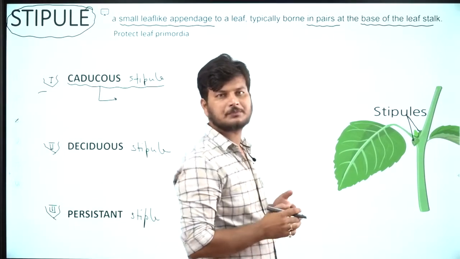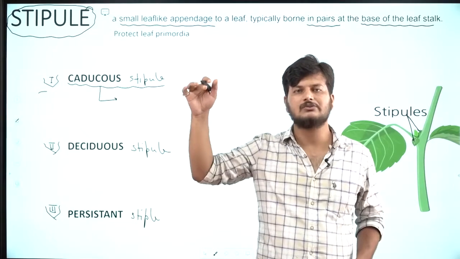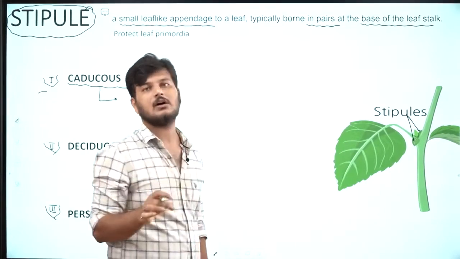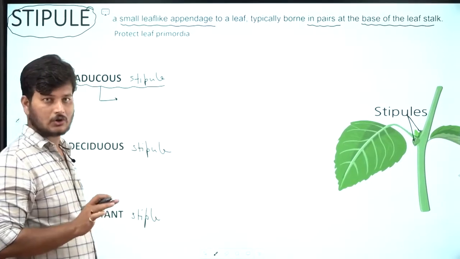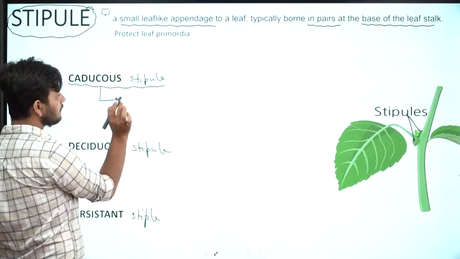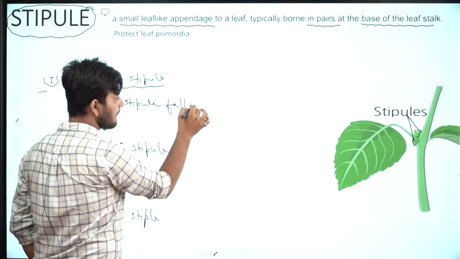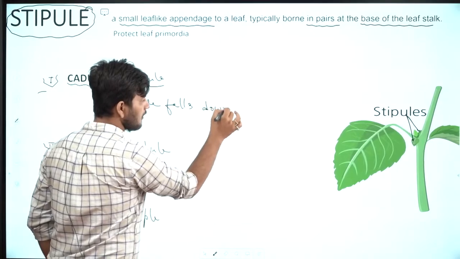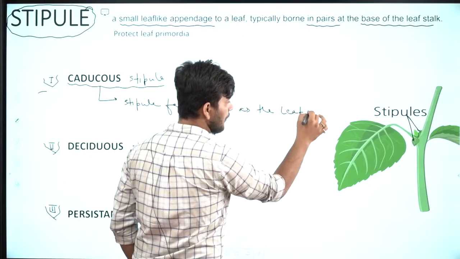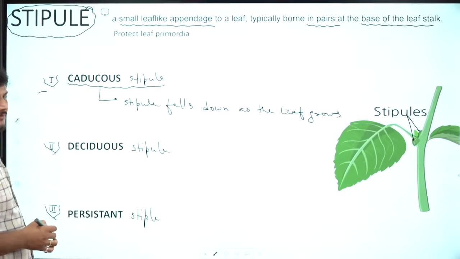As the leaf grows, the function of the stipule has been completed, and it will start to fall down. If the stipule falls down after formation and proper growth of the leaf, then it is said to be a caducous stipule. I am writing here: stipule falls down as the leaf grows. This one is called the caducous type of stipule.